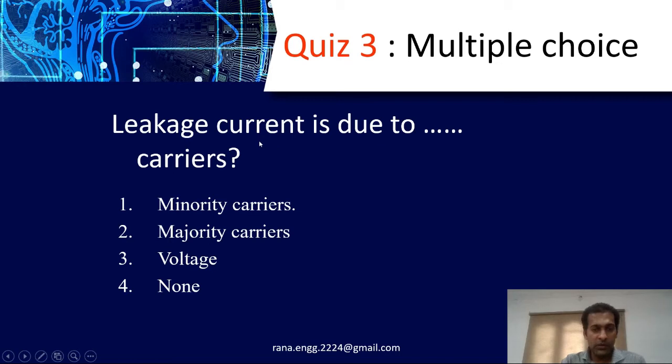Let us have the next question. Leakage current is due to dash carriers. Options are minority carriers, majority carriers, voltage, or none. So your time starts now.